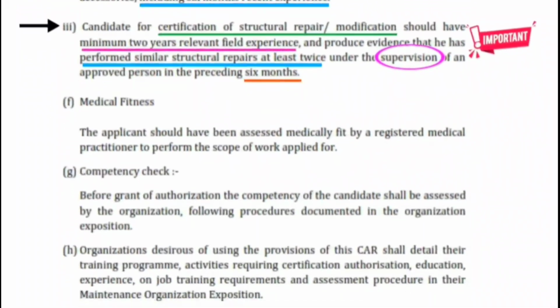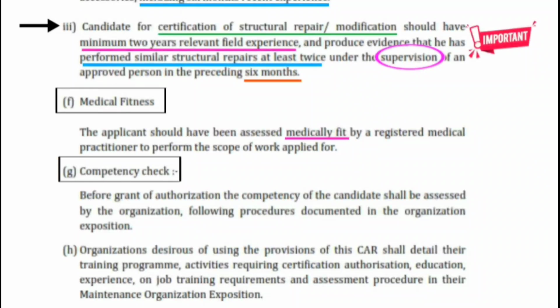Important point. Now medical fitness, as we know in the maintenance field, a person should be medically fit. Competency check means a capability check. The organization will ensure that the applicant is capable to certify component maintenance before authorization is granted.